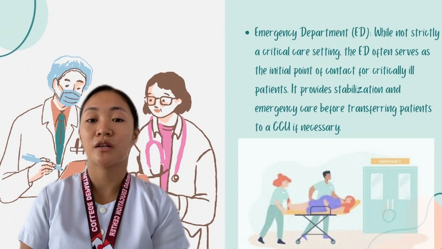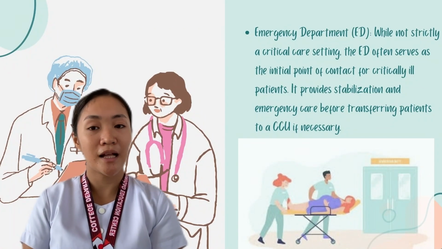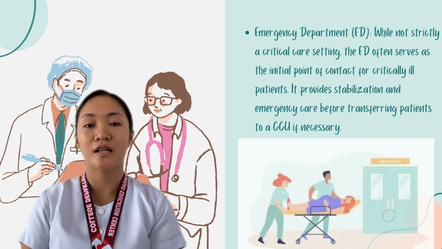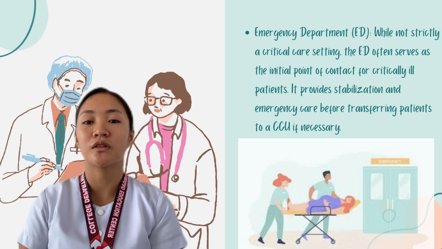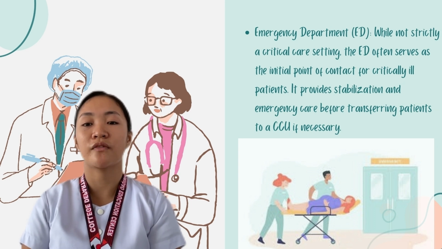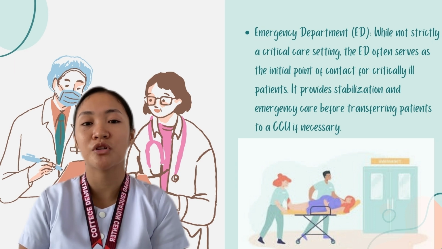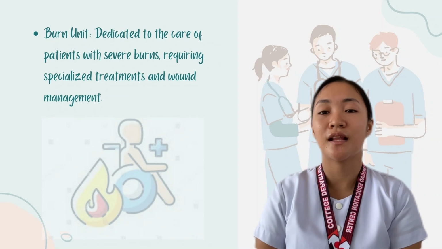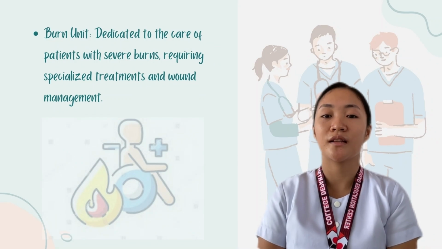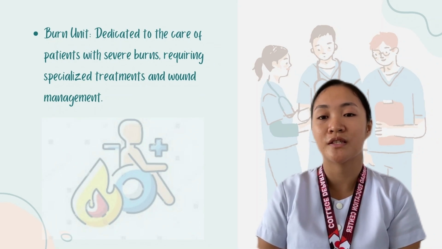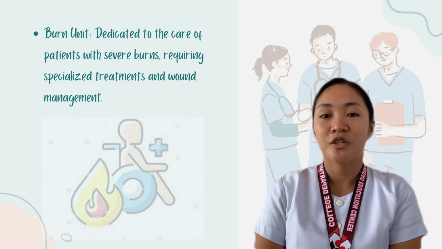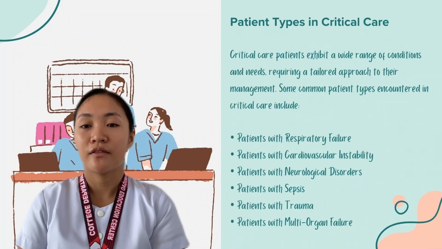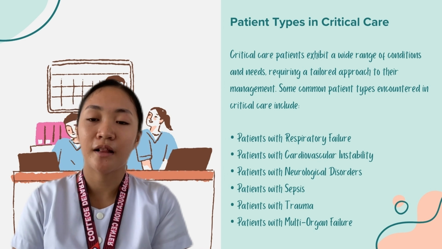And the emergency department, while not strictly a critical care setting, often serves as the initial point of contact for critically ill patients. It provides stabilization and emergency care before transferring the patient to the CCU if necessary. And last is the burn unit, dedicated to the care of patients with severe burns, requiring specialized wound management. And then, let's proceed to the patient types in critical care.